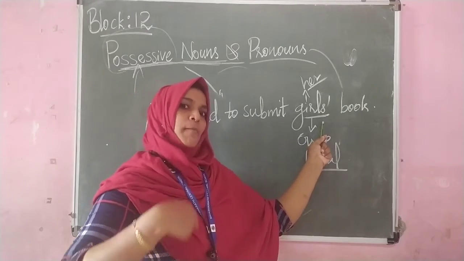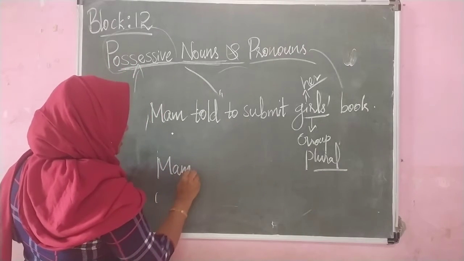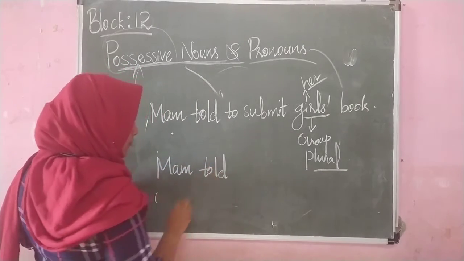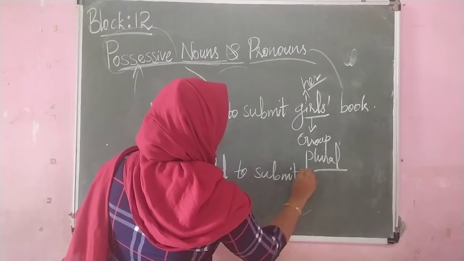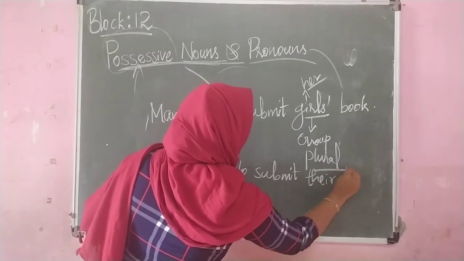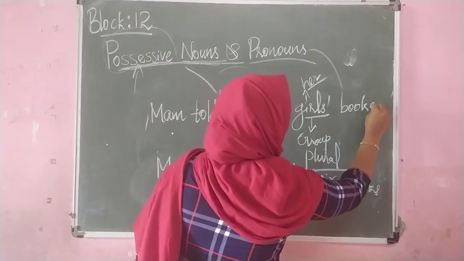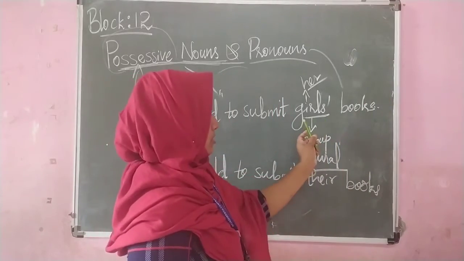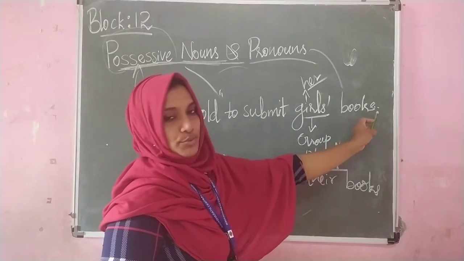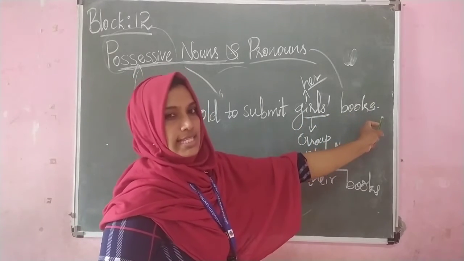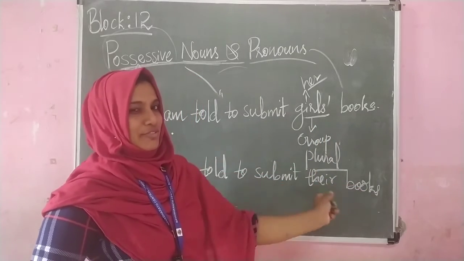So for this group of girls, we can use their. Right? Their means more than one. Okay, so I can rewrite the sentence like ma'am told to submit their books. After this, books, we have to write S because this is the plural one. Girls is the plural noun. So for this girls we have to write the noun with S. So girls' books, or submit their books. Okay, now it will be fine.